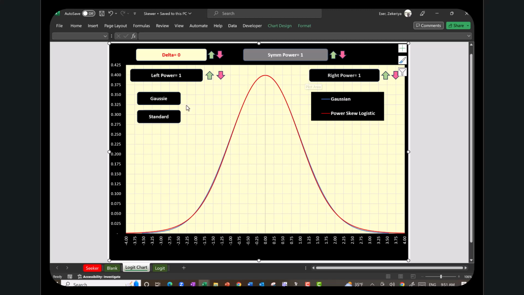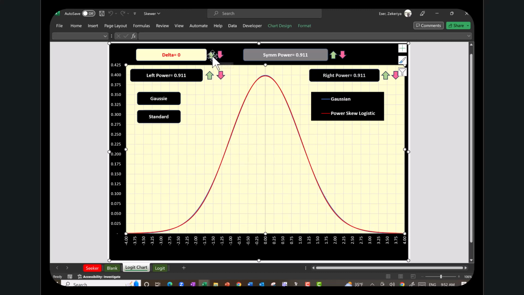Again, you don't have to know what these are. Delta is a way of looking at skew. Negative delta is negative skew, positive delta, positive skew. The powers are about tail thickness. For now, let's leave them as symmetrical. It's what a normal distribution looks like. The kind of distributions I'm looking at is not exactly normal, but it's close enough.